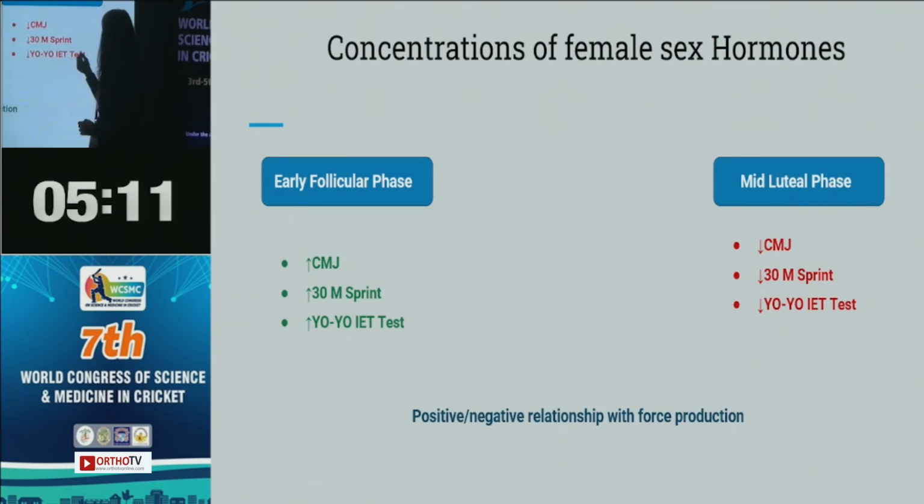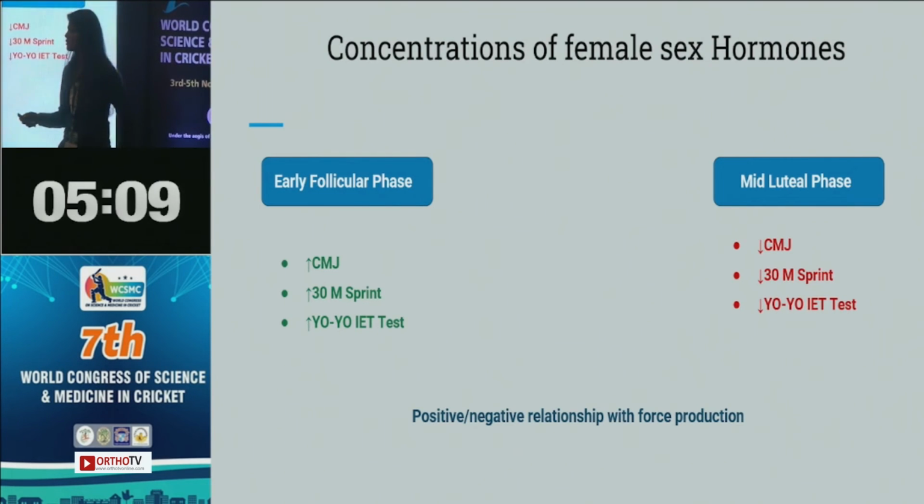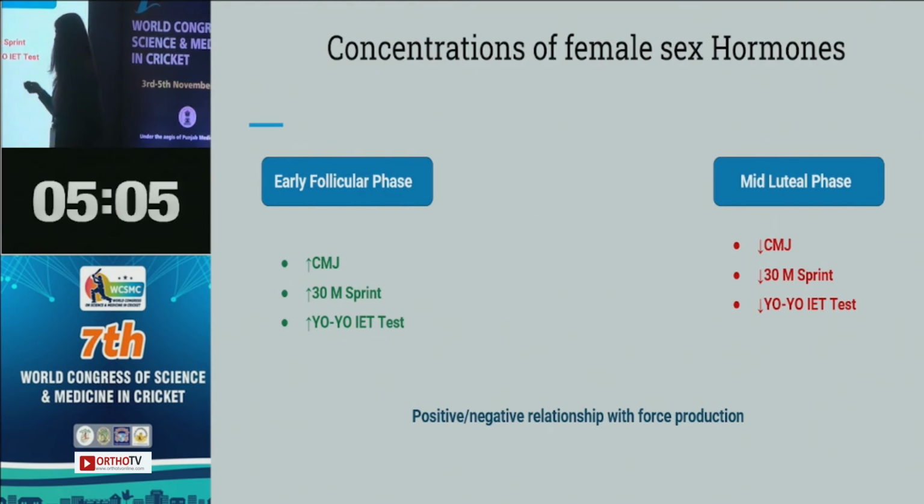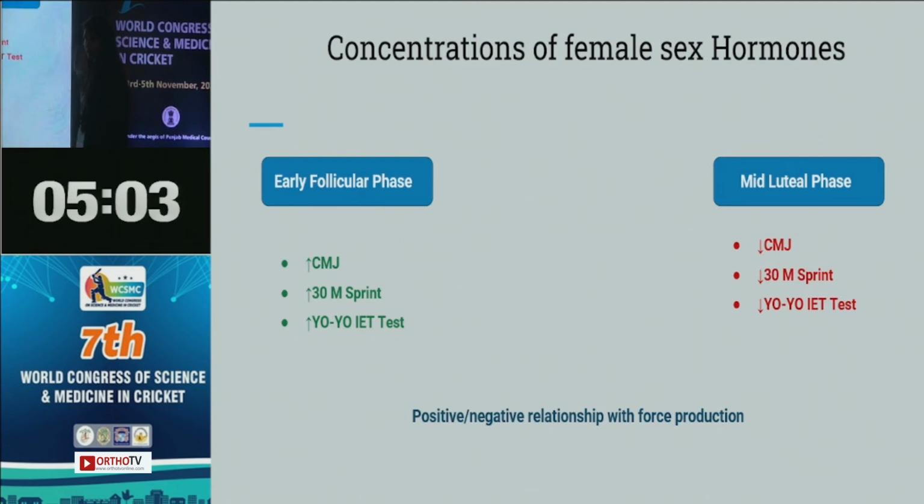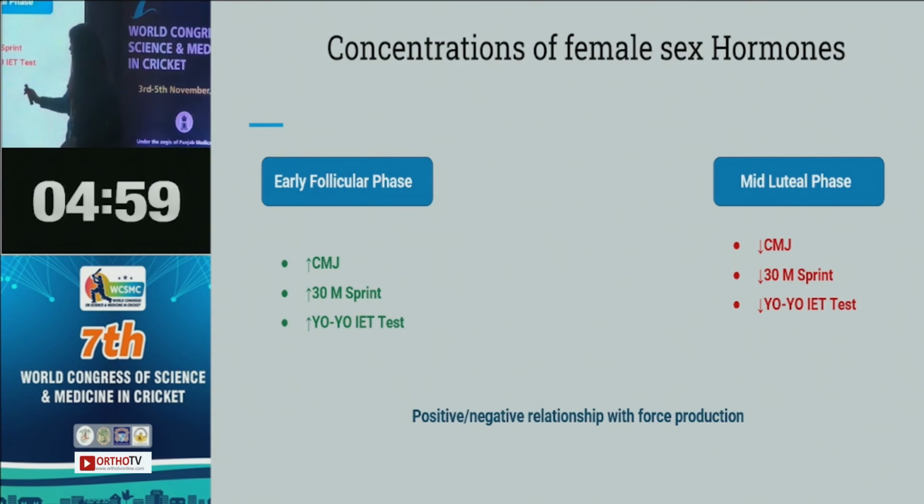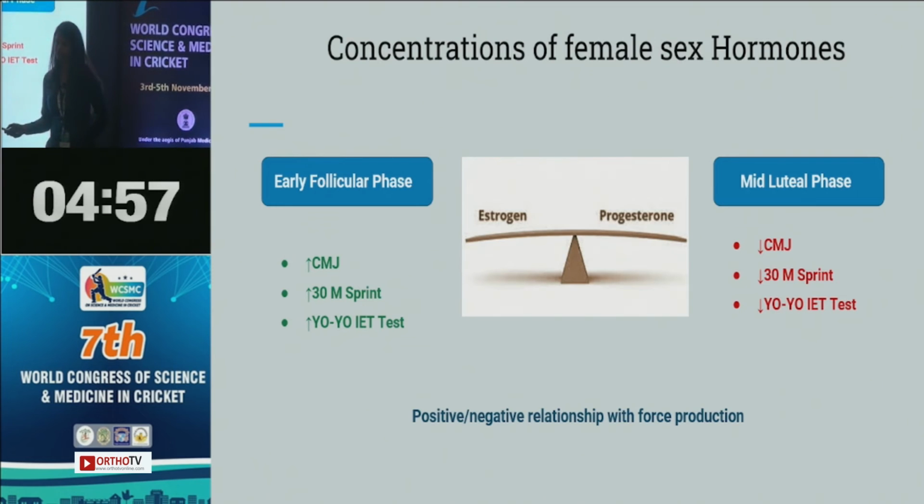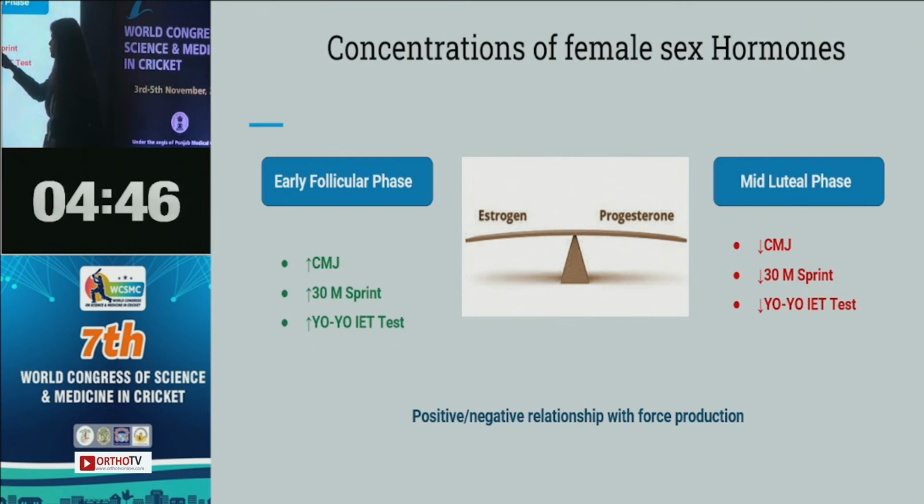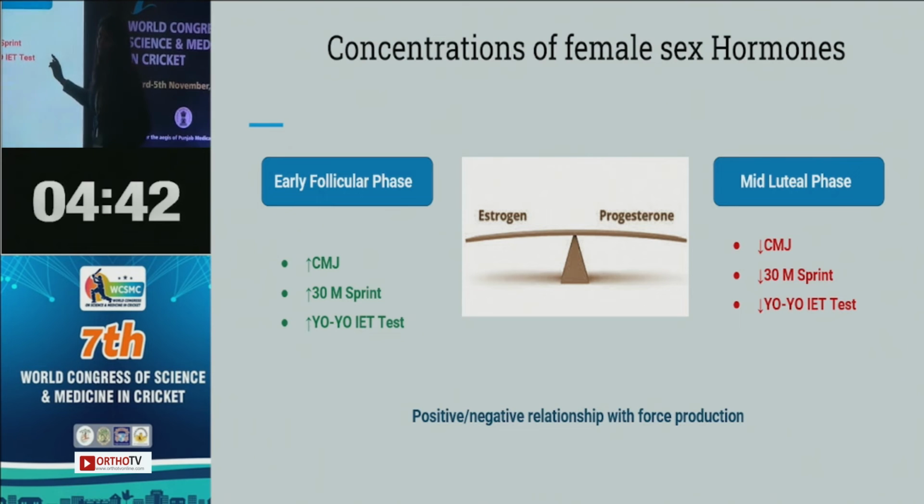So these are the female sex hormones we were talking about. As I said, because of the estrogen being higher in the early follicular phase and the progesterone being higher in the mid-luteal phase, that is the end of the cycle, it has been seen that there is a positive and negative relationship with force production. Athletes have performed well compared to the mid-luteal phase, which is at the end of the menstrual cycle, in their countermovement jump, 30-meter sprint and Yo-Yo intermittent test compared to this phase, alright.